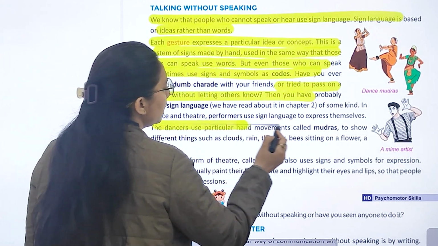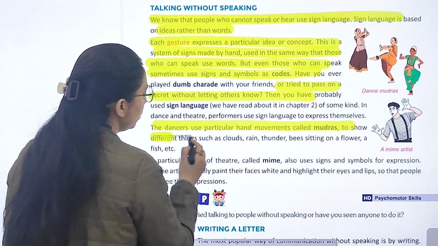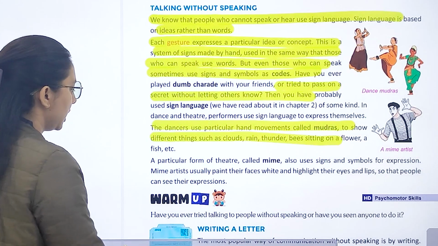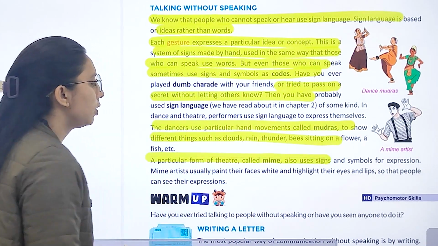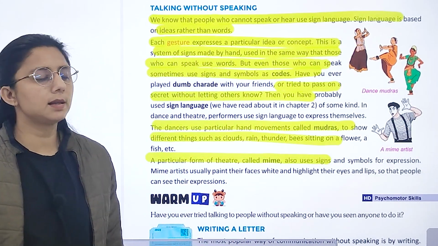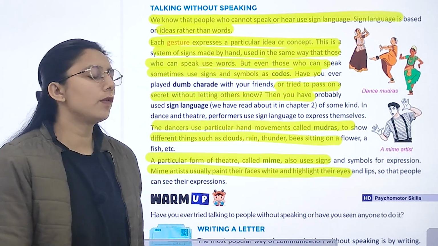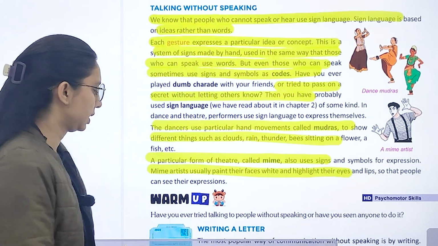Dancers use particular hand movements called mudras to show different things such as clouds, rain, thunder, bees sitting on a flower, and a fish. A particular form of theatre called mime also uses signs and symbols for expression. Mime artists usually paint their faces white और अपनी eyes को highlight कर लेते हैं, right?